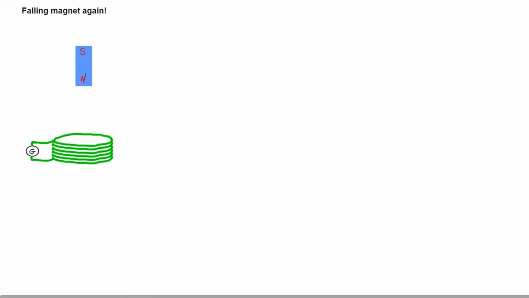So we're going to have another look at the falling magnet, because it's a bit of a classic and crops up in questions quite a lot. We already have some kind of idea. If I plot flux linkage on the y-axis and time on the x-axis, we know this is going to start off like this. It's falling towards the coil.